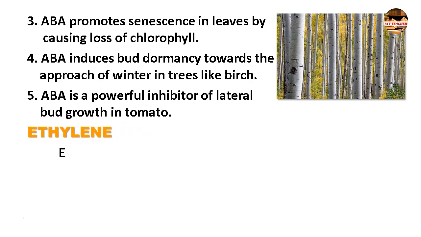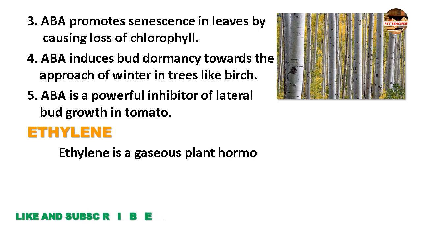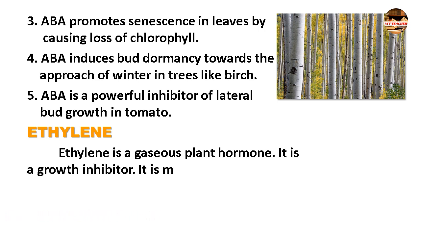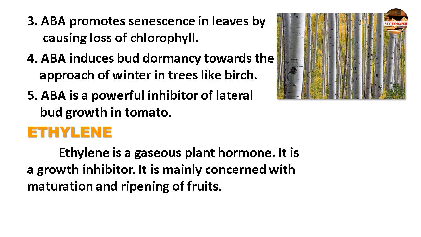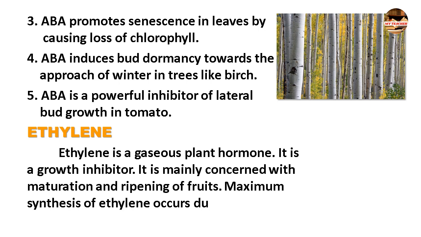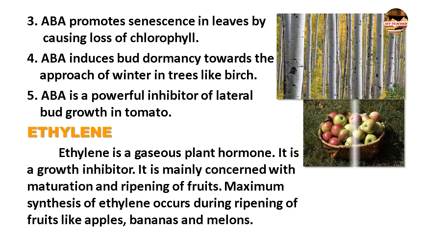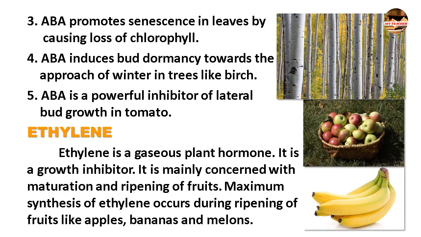Ethylene. Ethylene is a gaseous plant hormone. It is a growth inhibitor. It is mainly concerned with maturation and ripening of fruits. Maximum synthesis of ethylene occurs during ripening of fruits like apples, bananas and melons.